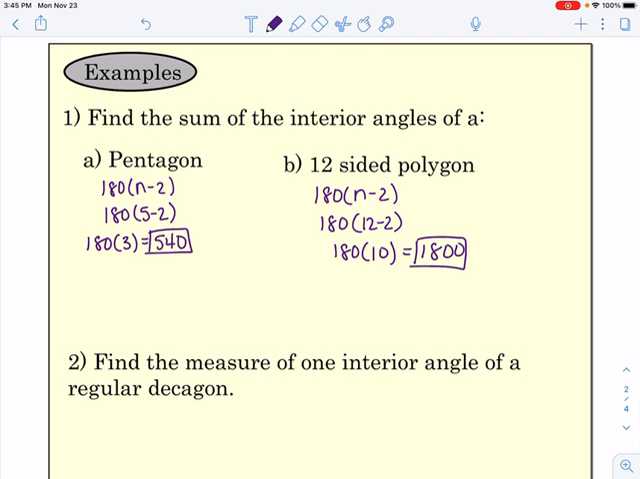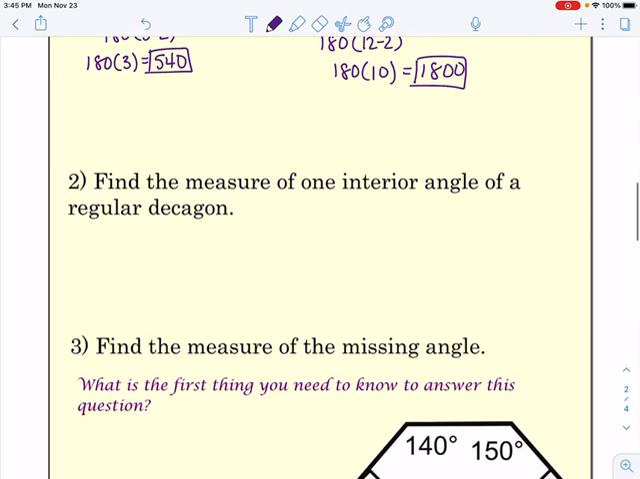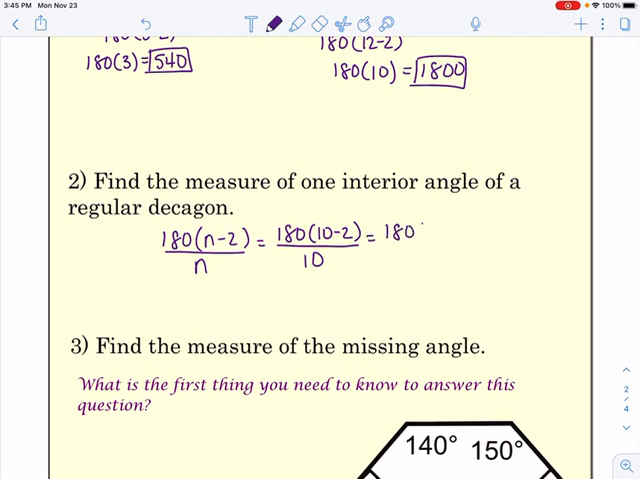So now for number 2, we want to find the measure of one interior angle of a regular decagon. So again, what I'm going to do is find the sum first of the interior angles. So I'm going to do 180 times n minus 2, and then I'm going to divide that by the number of sides that it has. Again, a regular decagon means all equal sides, all equal angles. A decagon is a 10-sided figure, so all I'm going to do is take out my n's and plug in 10. So I'm going to have 180 times 10 minus 2, all divided by 10. Or 180 on the top, 10 minus 2 is 8, divided by 10.